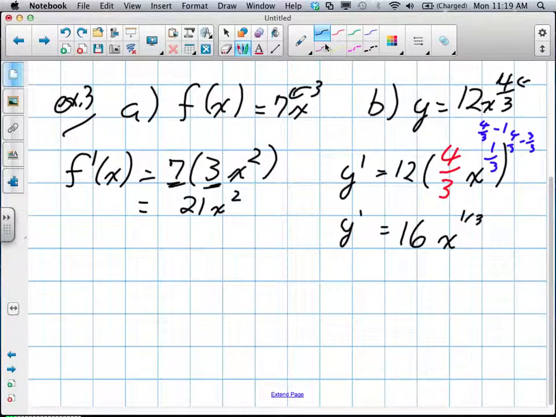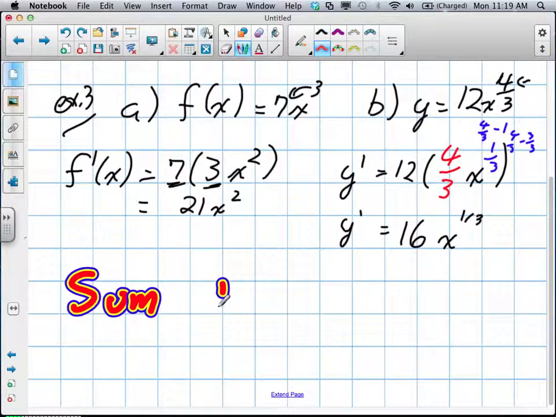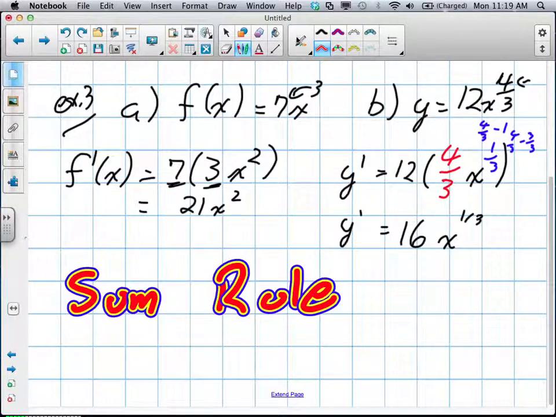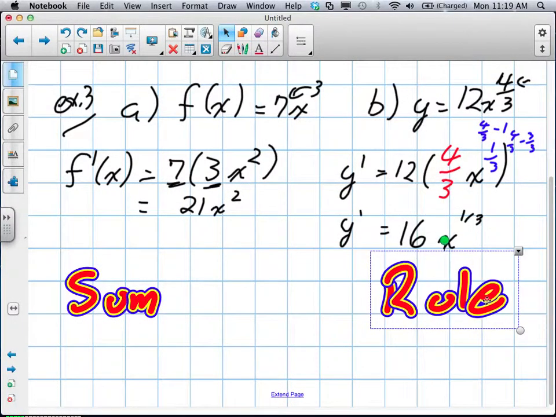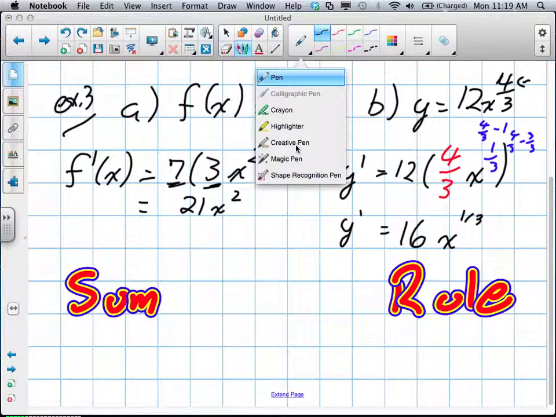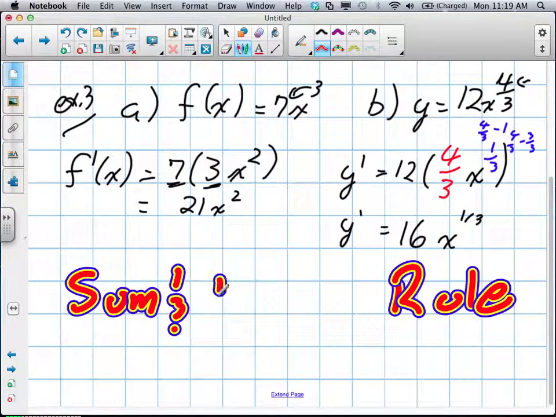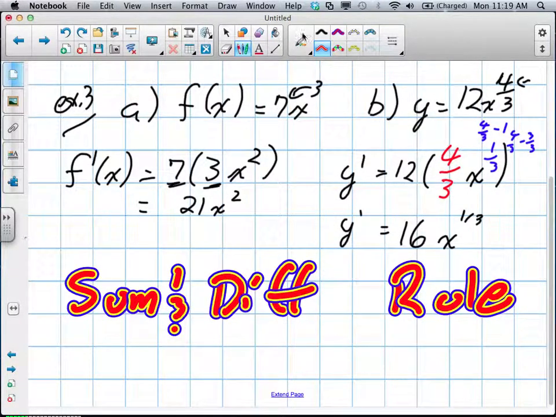We're going to keep going. We're going to use the sum rule next. That's our fourth example. Sum and difference. Let's do both. Sum and difference rule.